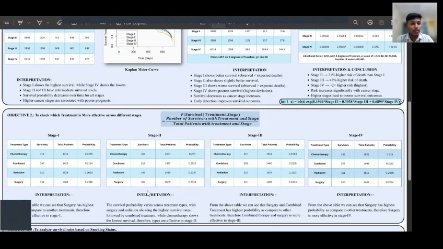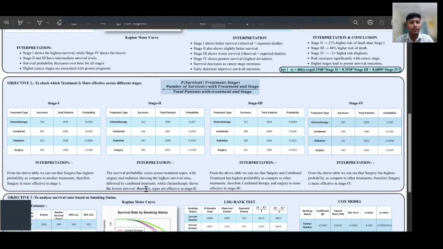So our second objective is to check which treatment is more effective across the different stages. This is the formula for the probability of survival given treatment and stage. We have treatment types: chemotherapy, combined, radiation, and surgery. As we can see from the probabilities for the treatment types, surgery has the largest probability.